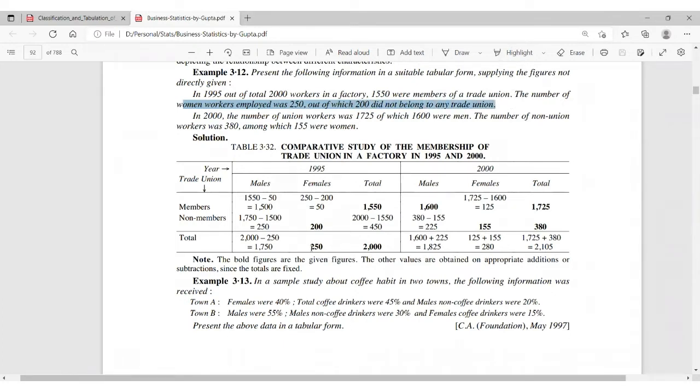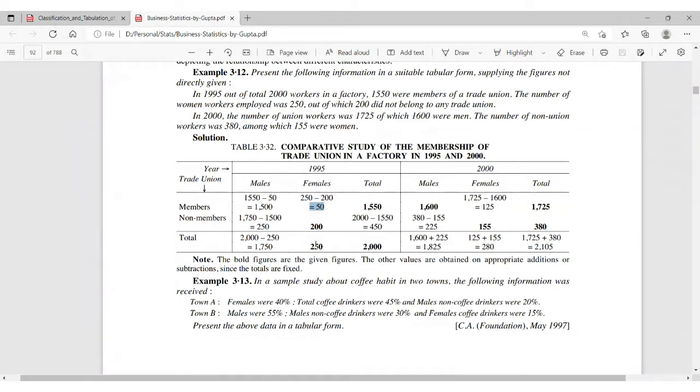In this 250, 200 women did not belong to trade union. So in 250, 200 are non-members. So obviously when 250 minus 200, we get the trade union members. Got it? Is that clear? Yes, yes.